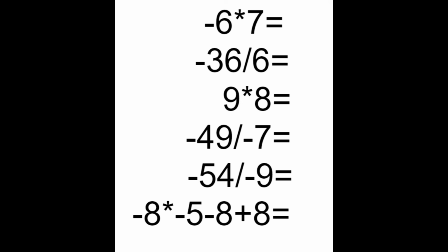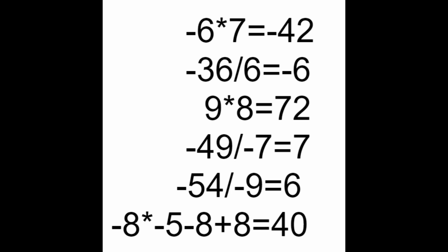And the last one was very tricky, you think, but then it's actually easy. So, negative 8 times negative 5. Negative and negative is positive. So, 8 times 5 is 40. So, then positive 40. And 40 minus 8 is 32. And 32 plus 8 is 40. So, what we need to do is negative 8 times negative 5. Here are the answers to double check.